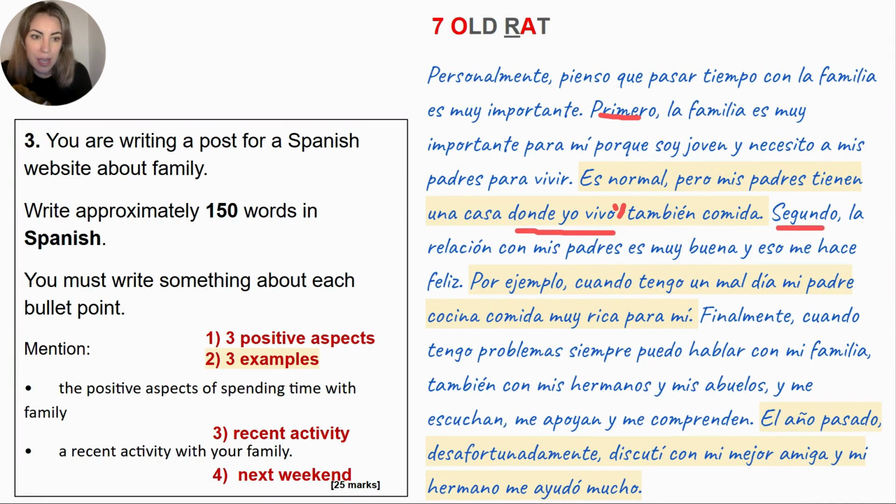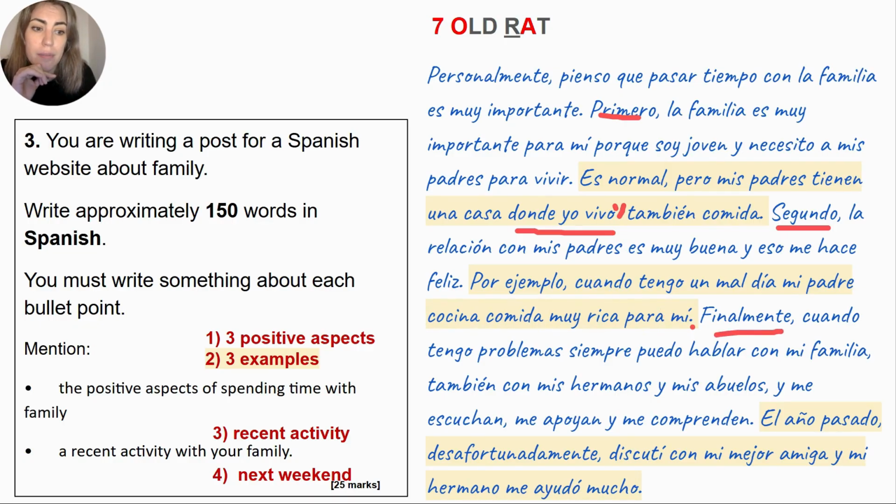Then the second idea, remember, that was about my parents making me happy. We have a good relationship. I'm saying, por ejemplo, so providing examples. Cuando tengo un mal día, when I have a bad day, mi padre cocina comida muy rica para mí. My father cooks very good food for me, or very tasty food for me, and that makes me happy. Okay, so that's a good example of how they make me happy. We have a good relationship. When they see me down, they'll do something nice for me.